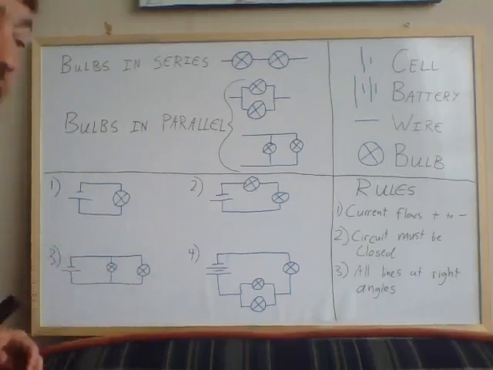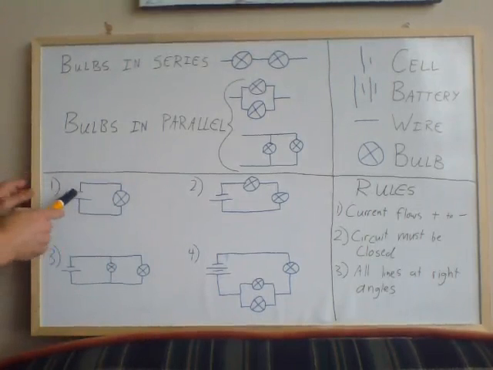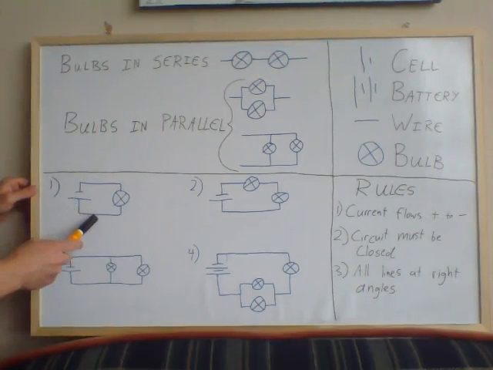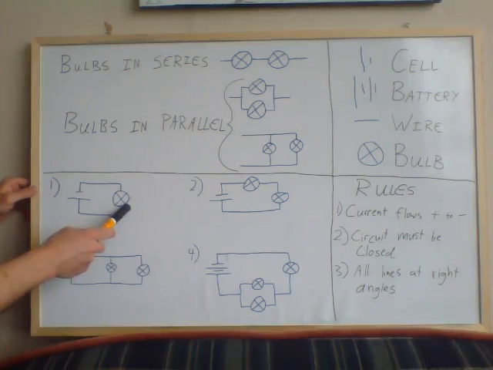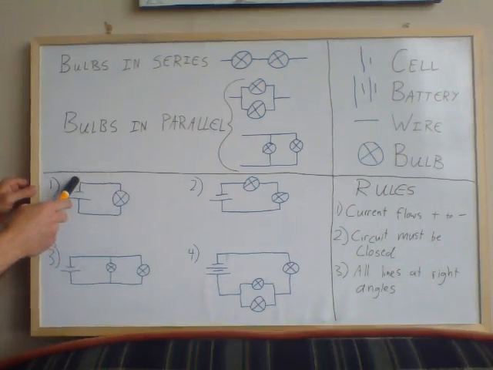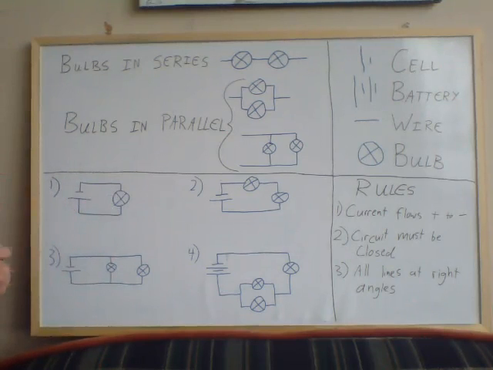So we're going to take a look at our first circuit over here. We've got our cell, negative end, positive end. So the current is going to flow from the positive end around here. It's going to reach our bulb, and then it's going to come back to the cell. So this is a closed circuit. Electricity is flowing, our current is flowing positive to negative, and all the lines are at right angles.